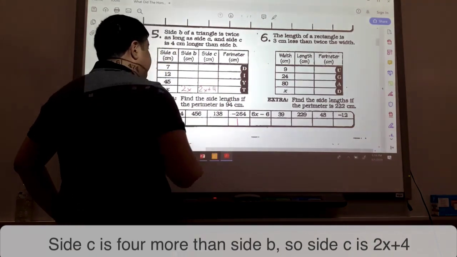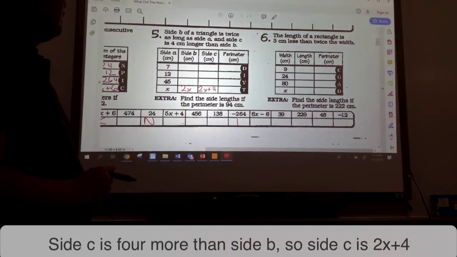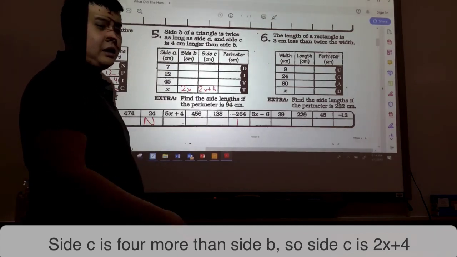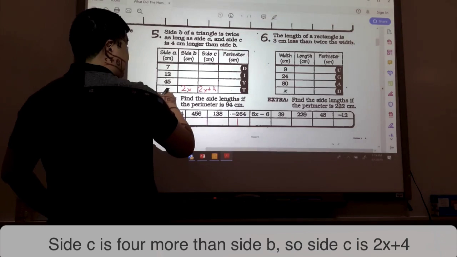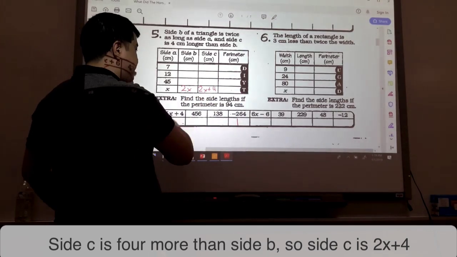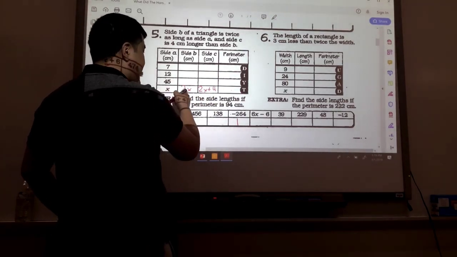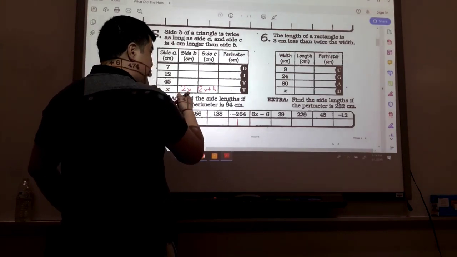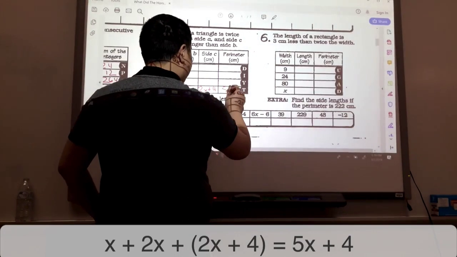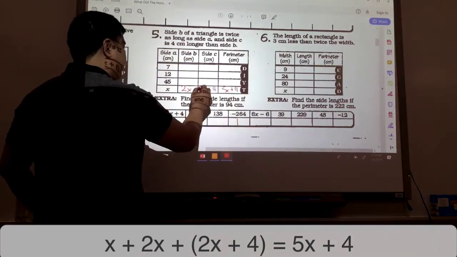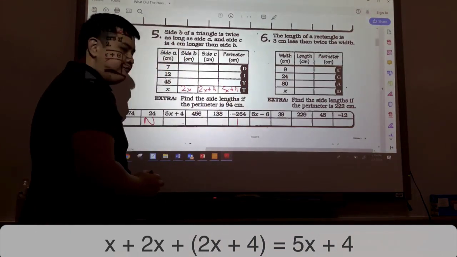Okay. The perimeter means the entire outside, right? Now here, the triangle has 3 sides, so these are all 3 sides. So x plus 2x is 3x. 3x plus 2x plus 4 is 5x plus 4. We're adding all 3 of these boxes together to get that.